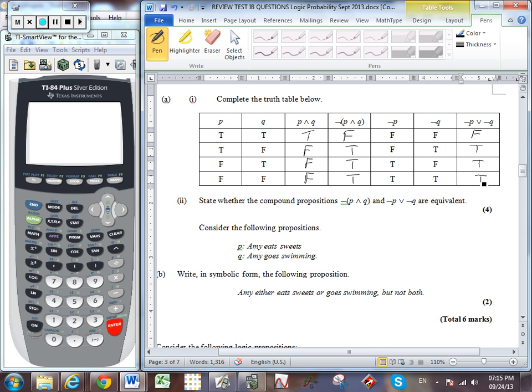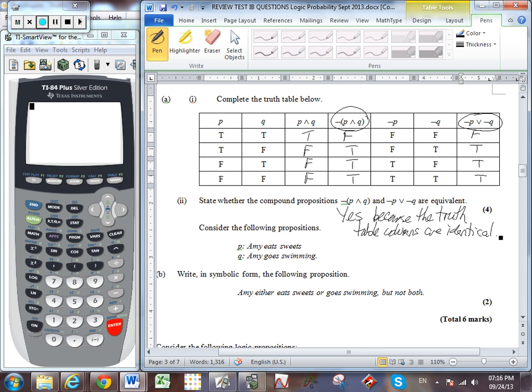Alright, now, are these compound propositions equivalent? So we're looking at this one, and we're looking at this one. And indeed, we do get the exact same truth table structure. So we can say yes, and you probably would be wise to say why, but looking at 4 marks, it looks to me like that's 1 mark, 2 marks, 3 marks, and 4 marks. So my guess is saying why wouldn't be necessary, but at any rate, I would probably say because the truth table columns have the same structure, or are identical, or something like that.